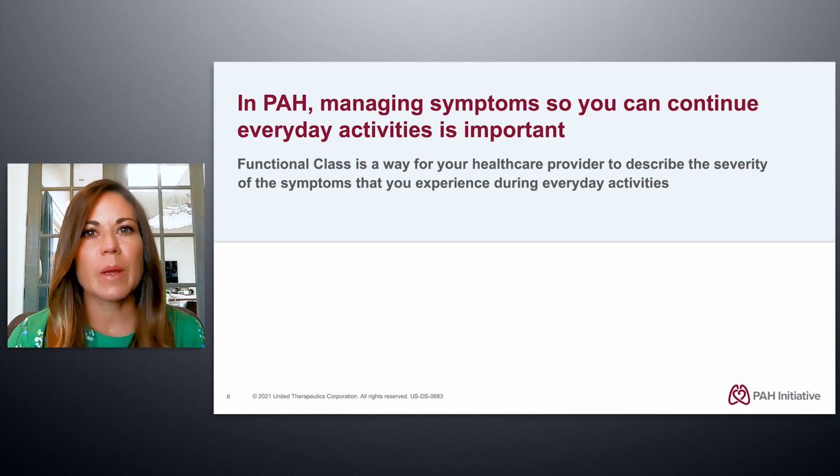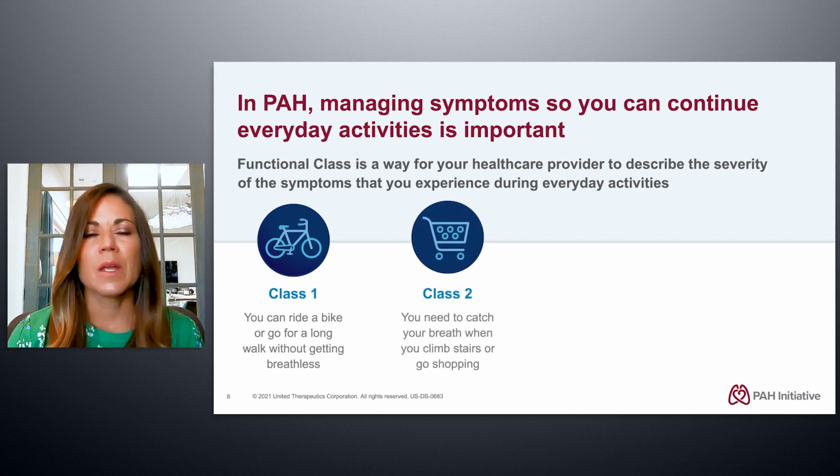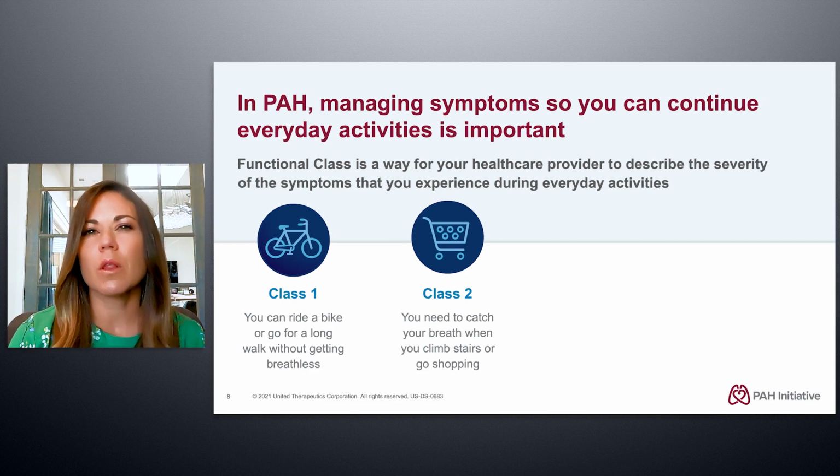Let me talk a little bit more about that. If you happen to be in that functional class 1, this is a category where our patients are able to do essentially everything that they would like to do in their daily lives. That may be going for a walk or riding a bicycle and not feeling symptomatic or breathless when they do that. If you're a functional class 2, it may indicate that you can still do all of those daily activities, but realistically, you become a little bit breathless or symptomatic with them.